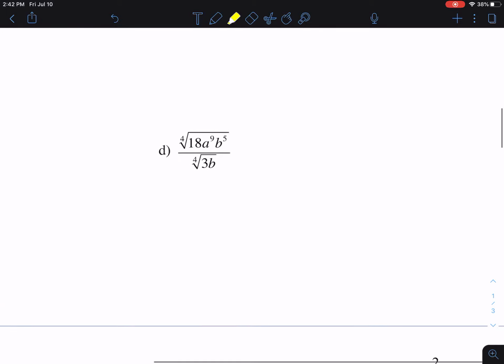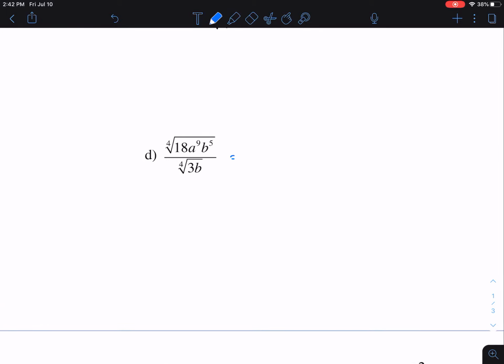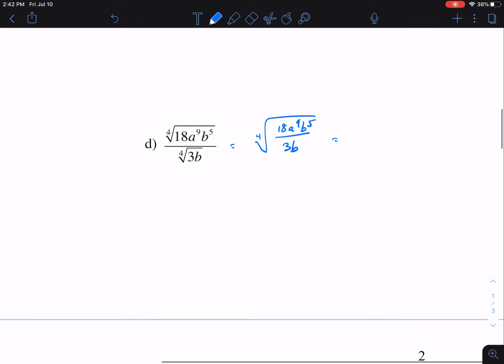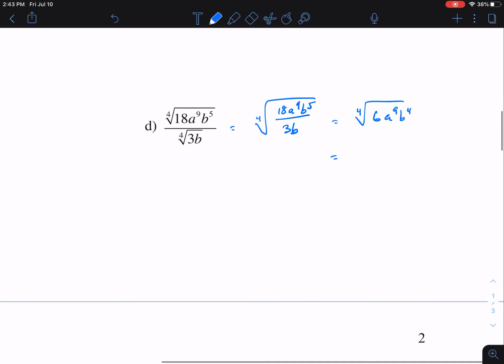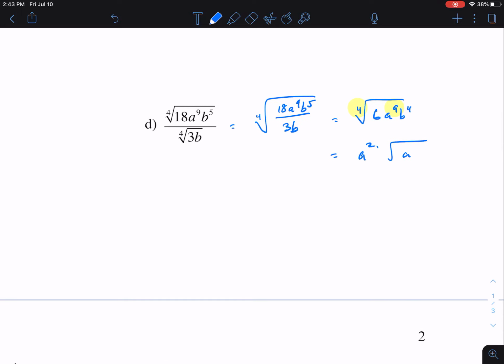Okay. We could do this one as well. Index matching. Let's combine that into a single fraction. And then 3b, and the b's cancel. Then 3 goes into 18 as well. So what do we get? We get 6, and then a to the 9th, b to the 4th. And I think that can be simplified further. 4 goes into 9 twice, so a squared comes out, and then 1 a is left behind. And then b to the 4th, the b comes out as well. So that's just 6a inside.